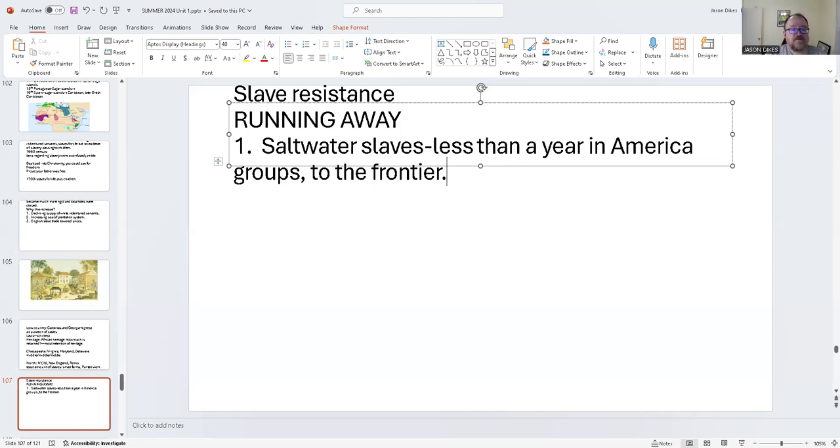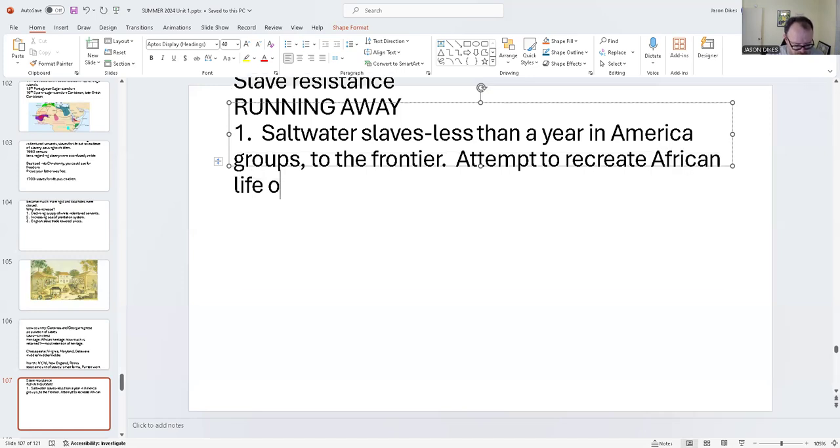Before that, when they're on the frontier, they will attempt to recreate the life they knew in Africa on the American frontier. They will attempt to rebuild their lives in this new, strange land.